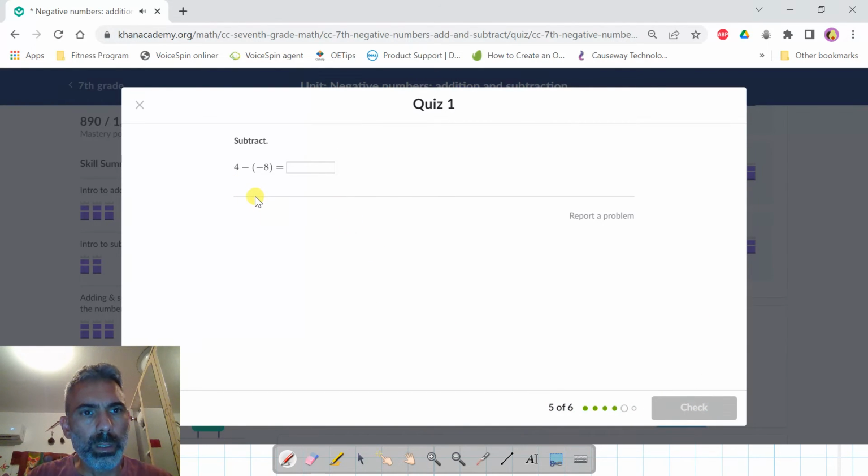Okay, subtracting: 5 minus -8 is like adding 8 to 4. So 4 plus 8 is 12.